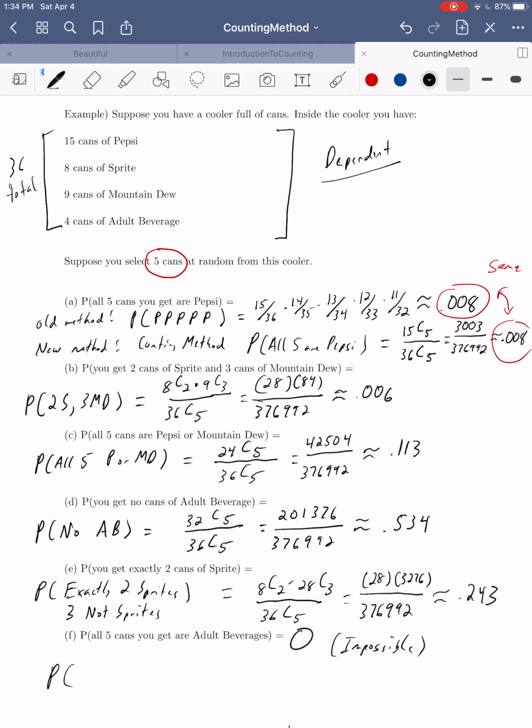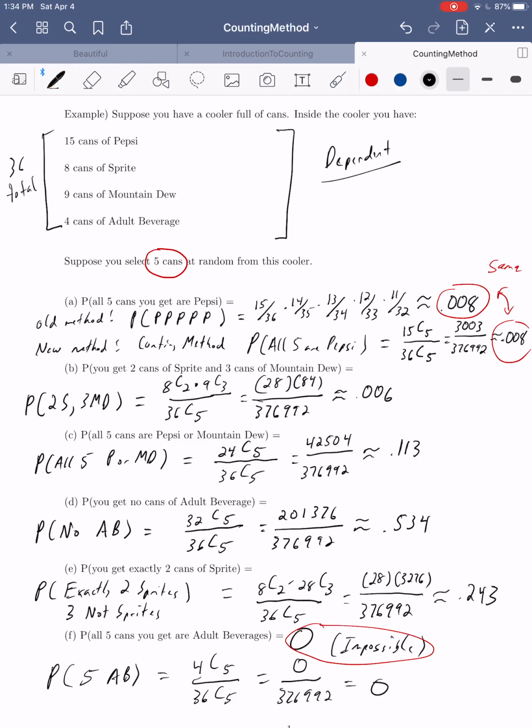So, probability 5 adult beverage. Well, the denominator would be 36C5, and the numerator would be you need to choose 5 adult beverages from 4. So that would be 4C5. Type that into your calculator, 4 math C5, and you will get that that is 0 divided by 376,992, which of course is 0. So this just also shows you that even in the situation where something is impossible, you still get the same answer using this counting method.